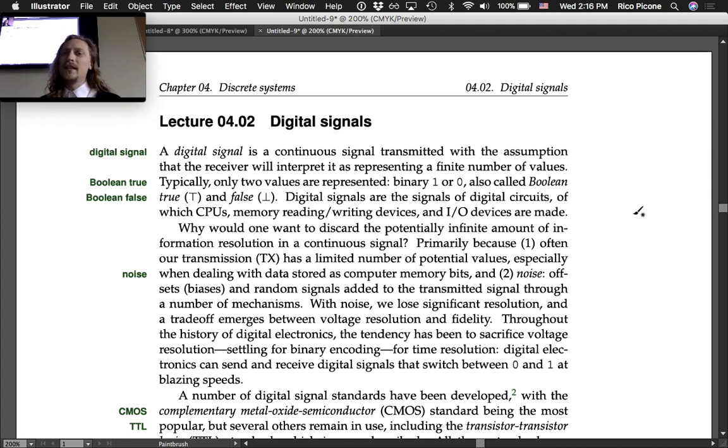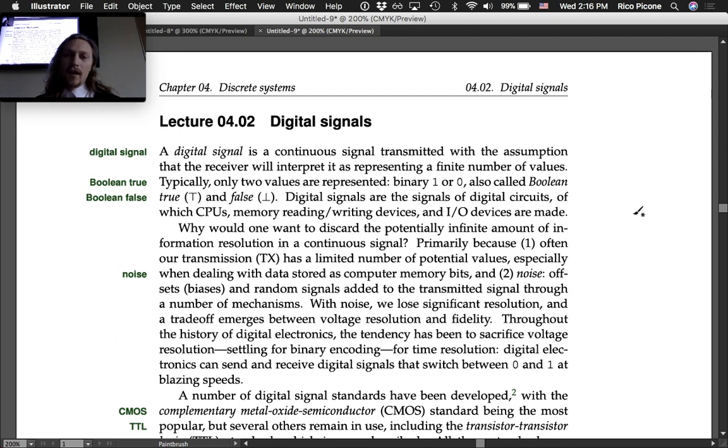a digital signal is one that's intended to be interpreted as being one of several values. Typically, only two values are represented. Binary 1 or 0, also called Boolean true and false. So, depending on what level the signal is, we're going to interpret it to be either true or false, 1 or 0. Most digital signals are of this Boolean true or false type.